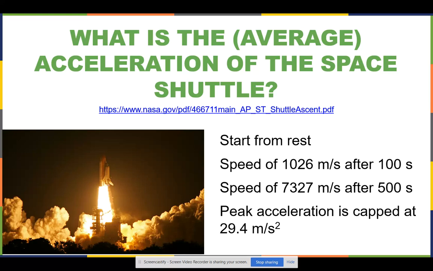What's the average acceleration of the space shuttle? We have 2 periods, so I want you to find 2 average accelerations: the average acceleration in the first 100 seconds, and then going from 100 seconds to 500 seconds. Take these numbers as having 3 significant digits, so I'll just put a decimal point here and a decimal point here, so you have no significant digit issues. Work with your team to find those 2 answers.